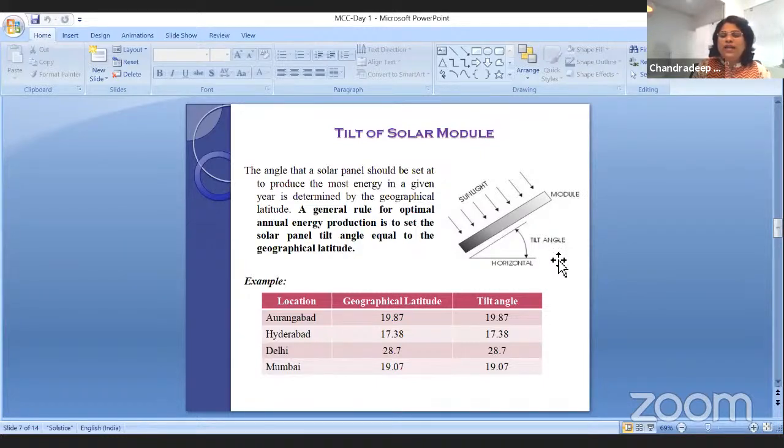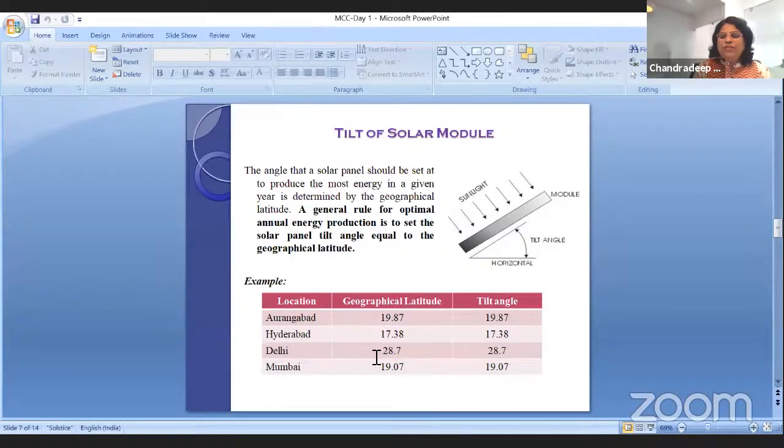So this tilt angle is equal to the latitude of the location. Suppose Aurangabad, geographical latitude. Every location has latitude and longitude. So we consider latitude only for solar. Aurangabad has latitude of 19.87. So your tilt angle, meaning the angle of the solar module to the horizontal, should be around 19.87, or in round figure I can take 20 degree. That 20 degree angle, you have to measure it using the inclinometer equipment. We have one inclinometer, so with that, we take the measurement.